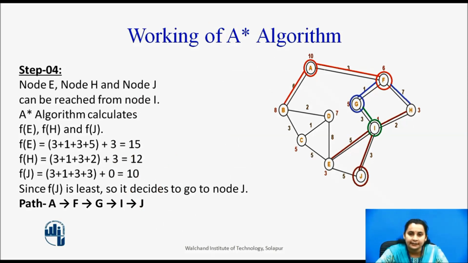At the next step, we are exploring I. There are a total of 3 neighbors of this I, and their function evaluation is there. We calculate f of E. g of E is from A to F plus F to G plus G to I plus I to E, so 1 plus 1 plus 3 plus 5, plus the heuristic value of E, we get 15. Next we get f of H as 12 and f of J as 10. After comparison, f of J is minimum, so for further exploration the J node is selected.